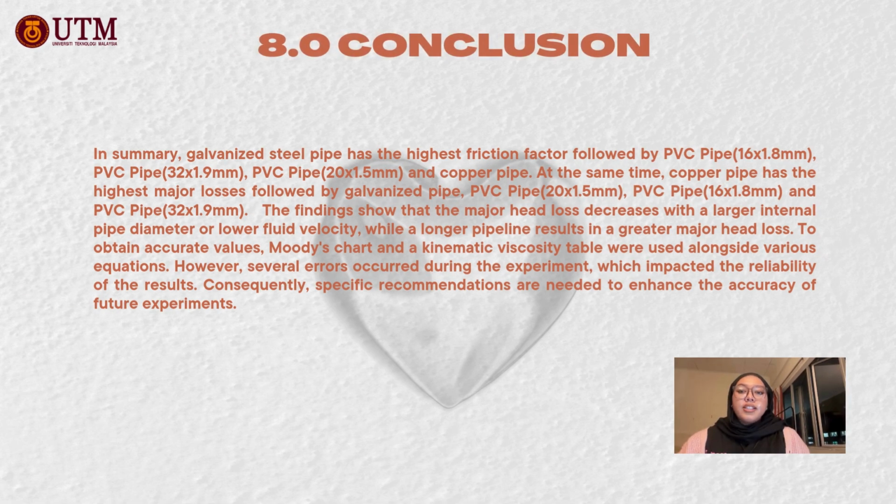In summary, the galvanized steel pipe exhibits the highest friction factor, followed by the PVC 16 times 1.8 millimeter pipe, and then the PVC 32 times 1.9 millimeter pipe, and then the PVC 20 times 1.5 millimeter pipe, and copper pipe. Conversely, copper pipe experiences the highest major head loss, followed by the galvanized pipe, and then the PVC 20 times 1.5 millimeter pipe, and then the PVC 16 times 1.8 millimeter pipe, and then lastly the PVC 32 times 1.9 millimeter pipe. Okay, so the results indicate that the major head loss decreases with a larger internal pipe diameter or lower fluid velocities, while longer pipelines lead to increased major head loss.